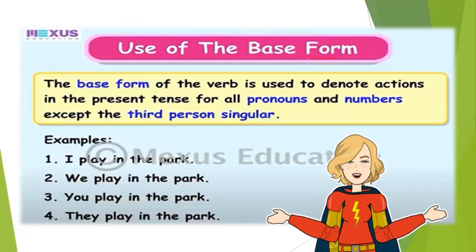What is the use of base form of the verb? It is used to denote action in present tense. That's all you need to know, that it denotes the action in present tense. Like I play in the park. The word play, it is denoting action, and this sentence is telling us that this is happening in the present tense. We play in the park, you play in the park, or they play in the park. Be it I, we, you, or they, when you're talking in present tense, you will use the base form, the original word.